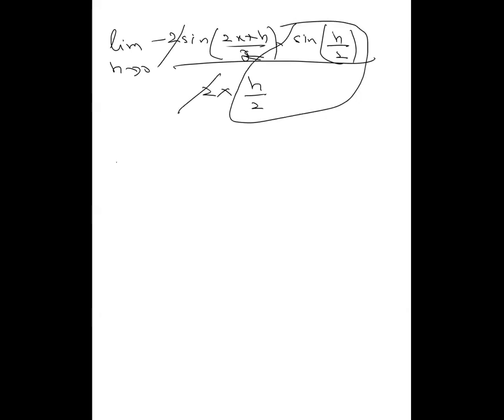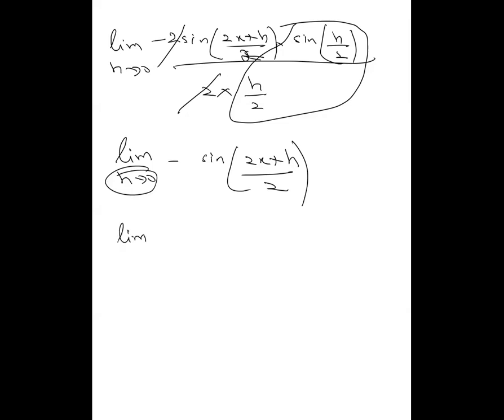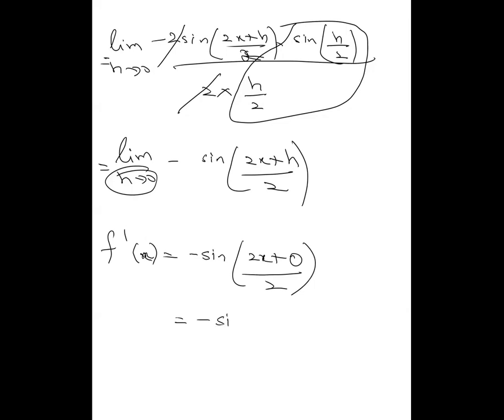Cut off the 2. After cutting the 2, limit h tends to 0 remains as it is. Minus remains as it is. Sine of 2x plus h, whole thing divided by 2. We know the value of h fortunately. What is it? 0. Directly write equal to. You forgot the left hand side. Left hand side meant f dash x from the initial step. F dash x is equal to minus sine, I'll write 2x plus, what's the value of h here? 0, whole thing divided by 2. What and what gets cancelled? 2 and 2 get cancelled. Minus sine x is equal to f dash x.